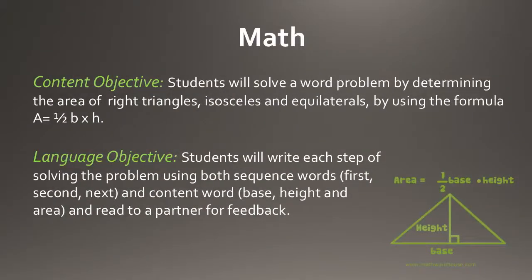Let's look at a math objective. Here, the content objective is for students to solve a word problem by determining the area of triangles using the formula area equals half the base times the height. The language objective is students will write, active verb, each step of solving the problem using what language? Using both sequence words like first, second, and next, and content words, base, height, and area, and read to a partner for feedback. Think about all of the language practice going on here. Students are getting solid content and also learning the language of that content and how it works. It just makes so much more sense.